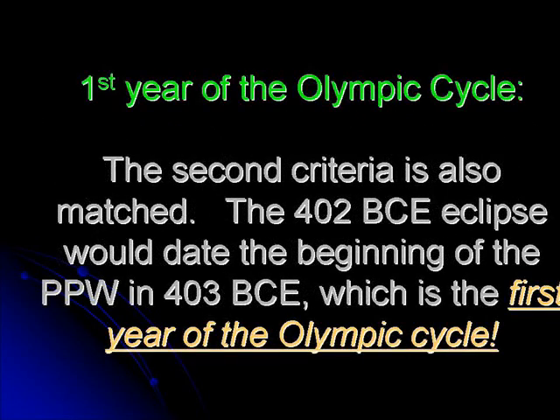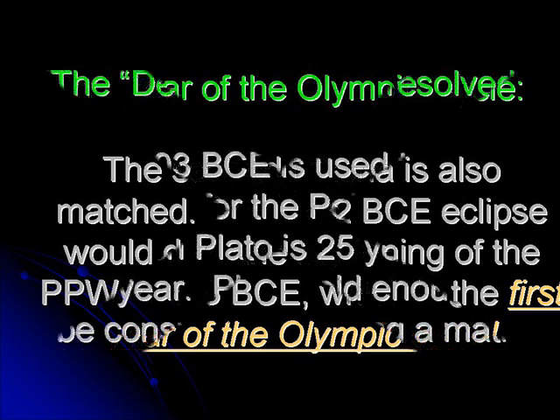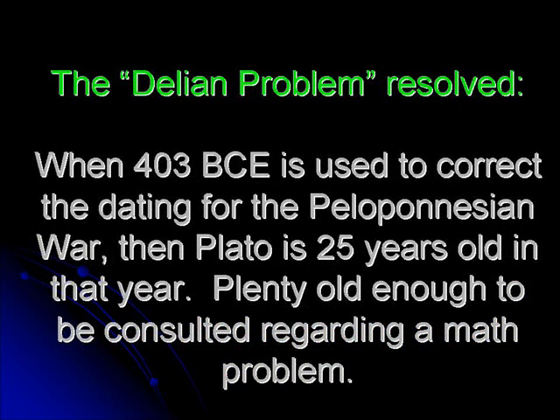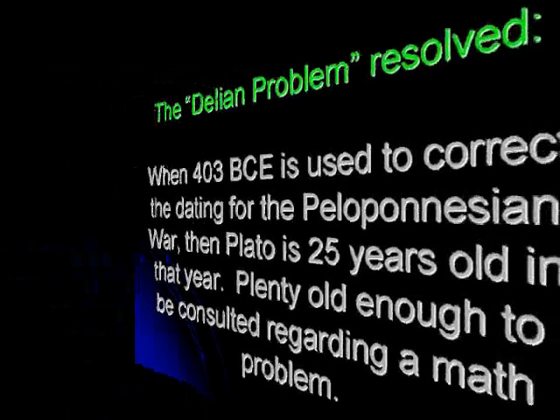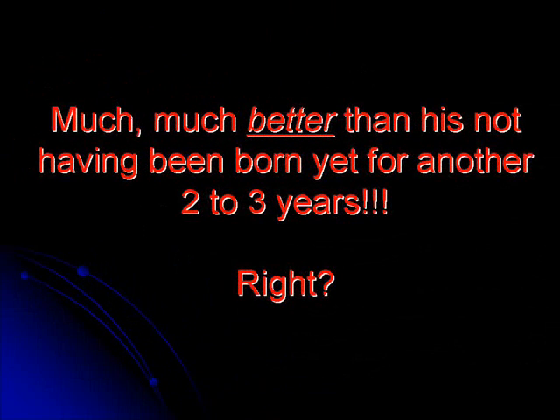Also, 402 BC matches another criterion because the war has to start in the first year of the Olympic cycle, and 403 BCE is the first year. So it also resolves our Delian issue. Plato would have been 25 years old, plenty old enough to be consulted regarding a math problem. Much, much better than his not having been born yet, right? Of course, of course.